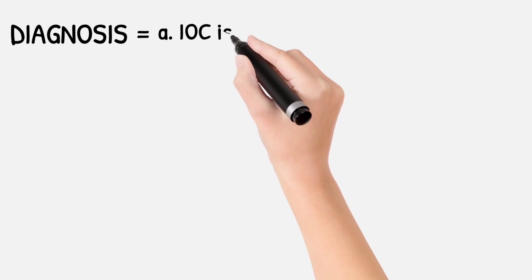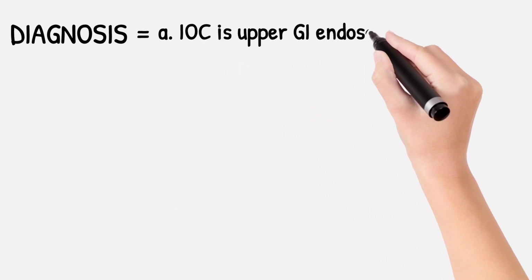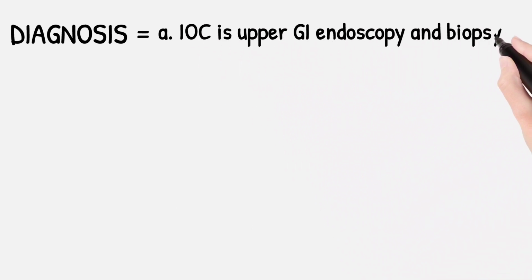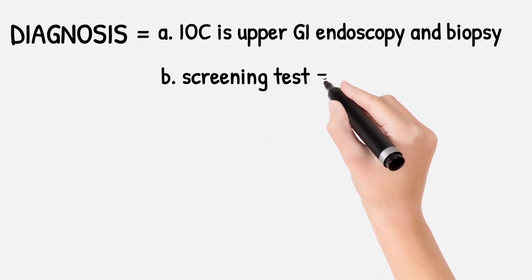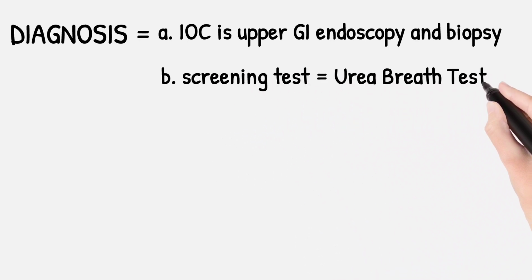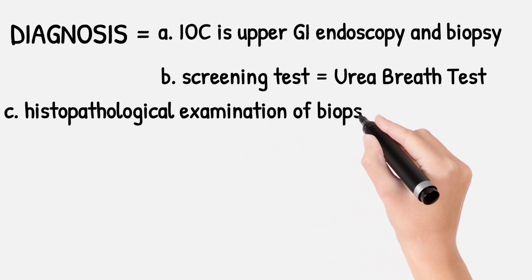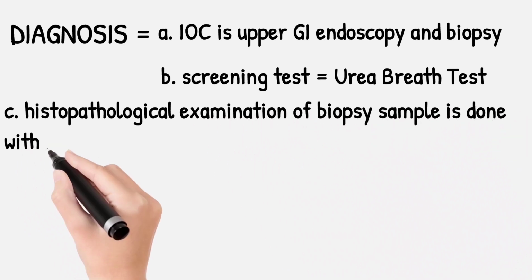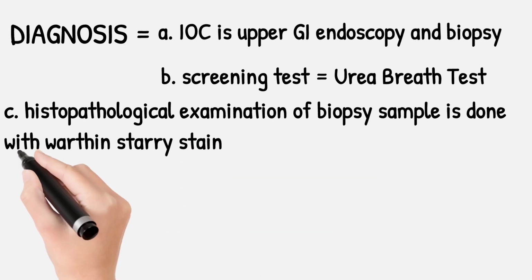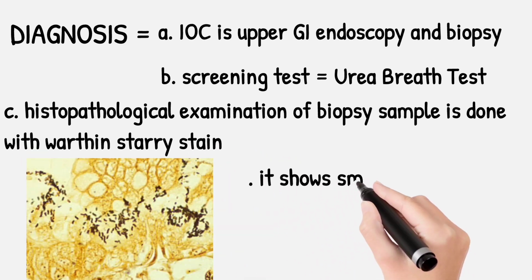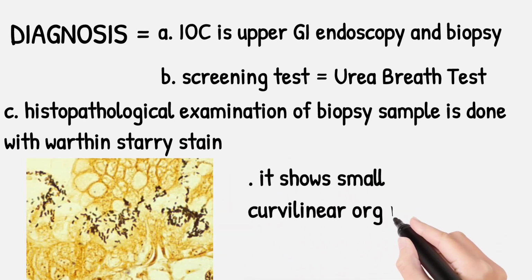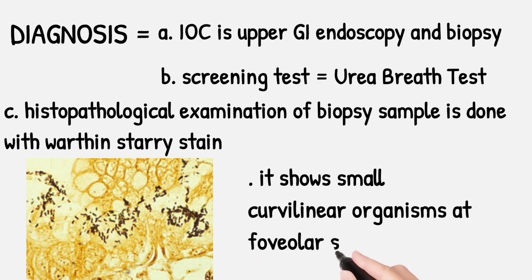Diagnosis: investigation of choice is upper GI endoscopy and biopsy. Screening test is urea breath test. Histopathological examination of the biopsy sample is done with Warthin-Starry stain. It shows small curvilinear organisms at the foveolar cell surface.